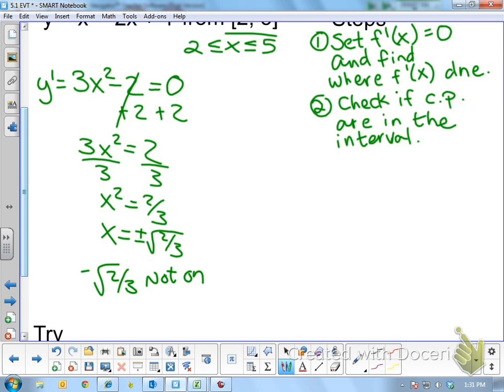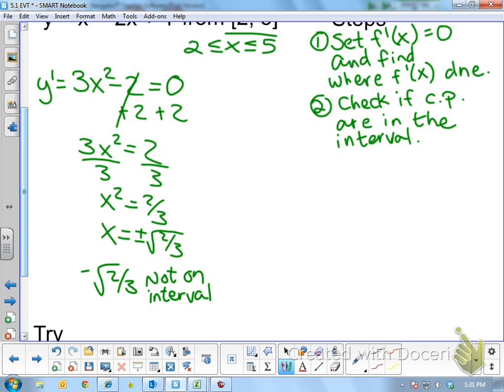What about positive square root of 2 over 3? Is that going to be between 2 and 5? Emma's shaking her head no. Why do you think not? You're right. It's not on the interval. I just thought no. Okay.